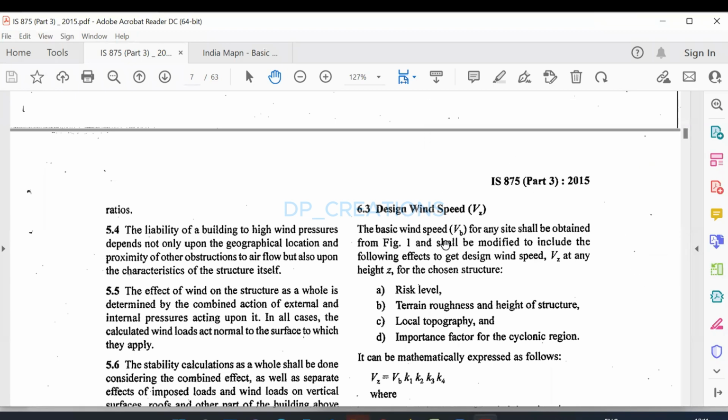The basic wind speed VB for any site shall be obtained from figure 1 and shall be modified to include the following effects to get the design wind speed VZ at any height Z for the chosen structure. So what are the parameters? Risk level, terrain roughness and height of structure, local topography, and importance factor for cyclonic region. So here K1, K2, K3, K4 are there. K1 is for risk level, K2 is for terrain roughness and height of structures, K3 is from the local topography, and K4 is from the importance factor for the cyclonic region.